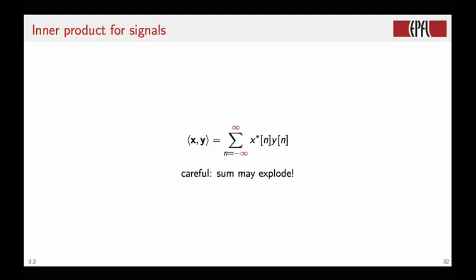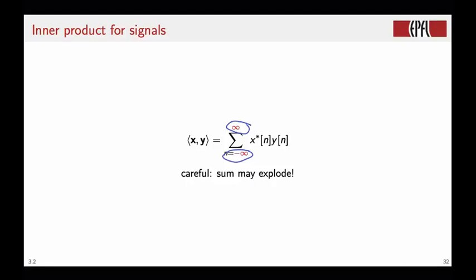Alright, if we look at infinite sequences, the expression is the same. The only difference is that now we have to sum from minus infinity to plus infinity, and since it's an infinite sum, unless these sequences have sufficiently fast decay, meaning when n goes to infinity they go fast to 0, this sum might actually explode. Okay? When the sum explodes, then the inner product is not defined. We don't like inner products that go to infinity.